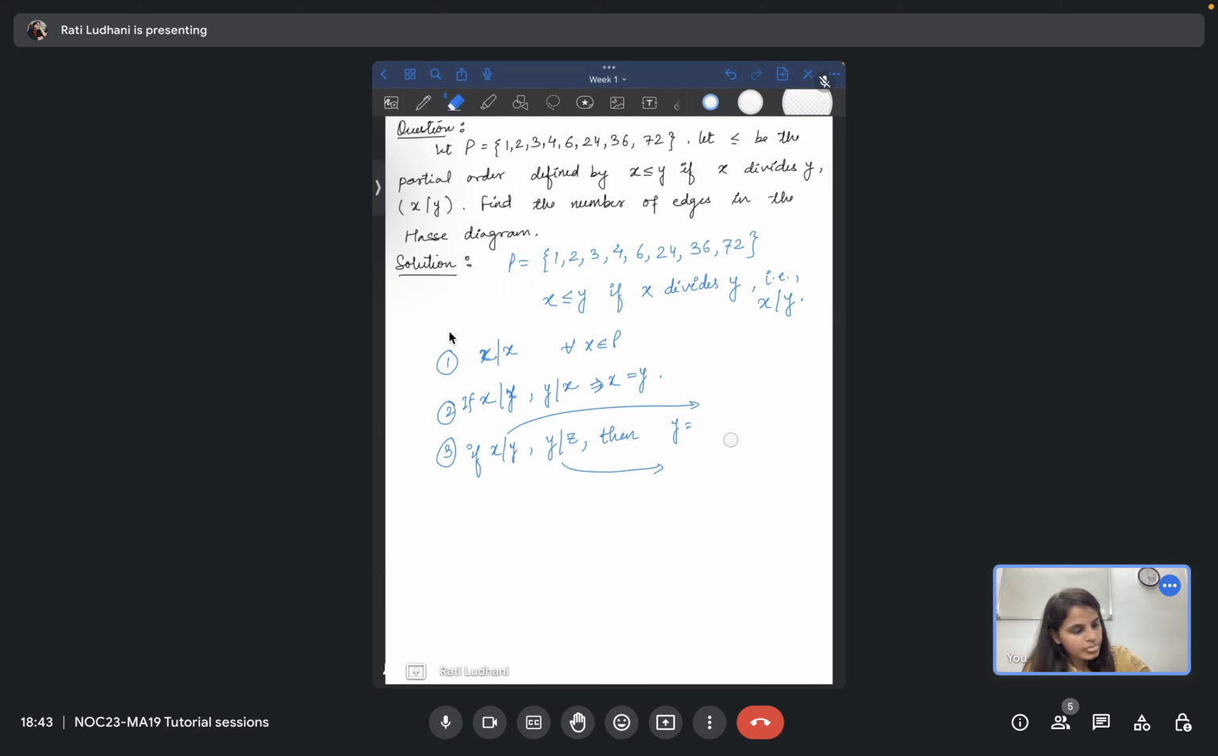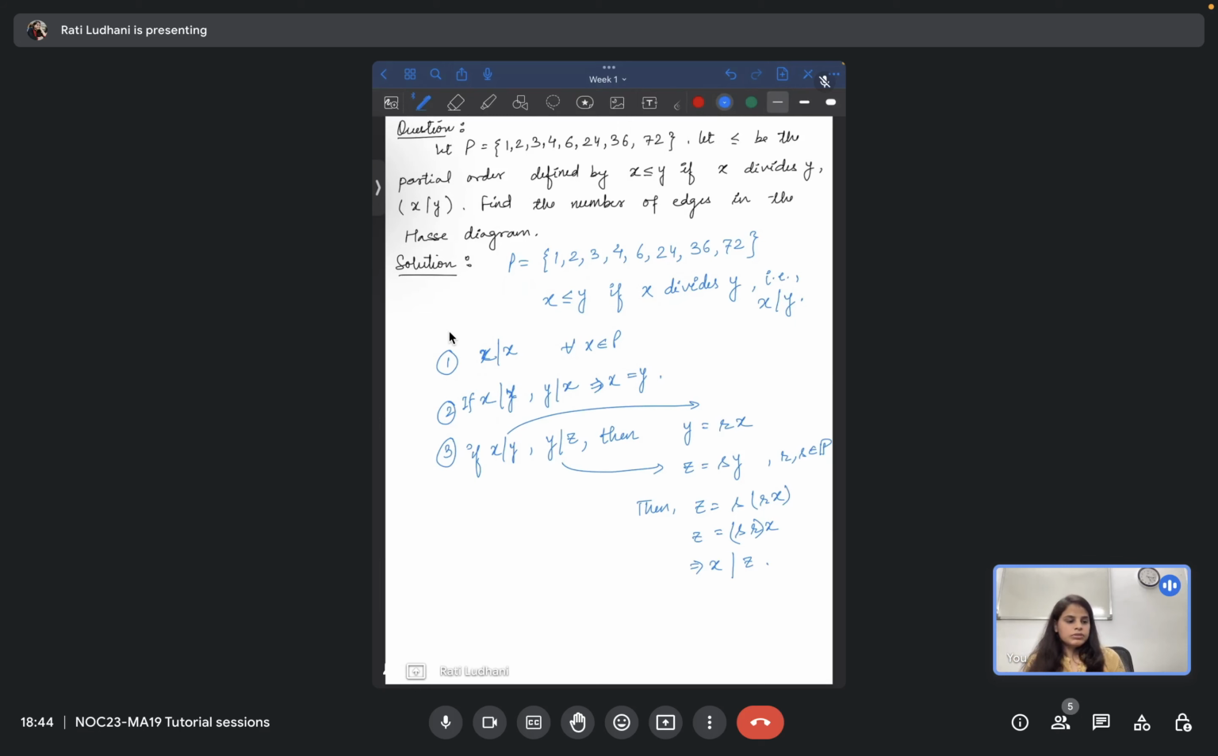So you have y is equal to rx, and z is equal to sy, where r and s belong to the natural numbers. Because we are working with natural numbers, we can definitely write z is equal to sy, which is s times rx. So definitely this implies x divides z. Okay, you can verify like this.